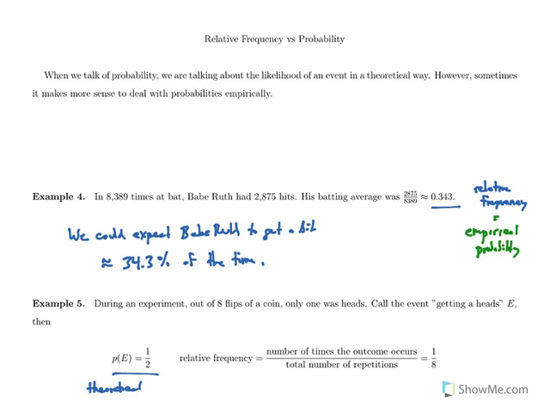The relative frequency, however, is going to be the number of times the outcome occurs over the total number of repetitions. So here there were 8 repetitions total, and only 1 time we got the heads, so that is 1/8. And note that 1/8 and 1/2 are not the same. We should expect, given our theoretical probability, that we would get 4 heads out of 8, but we only got 1.